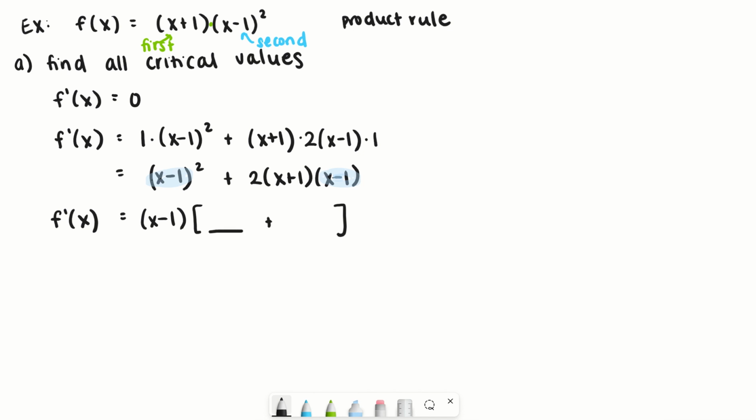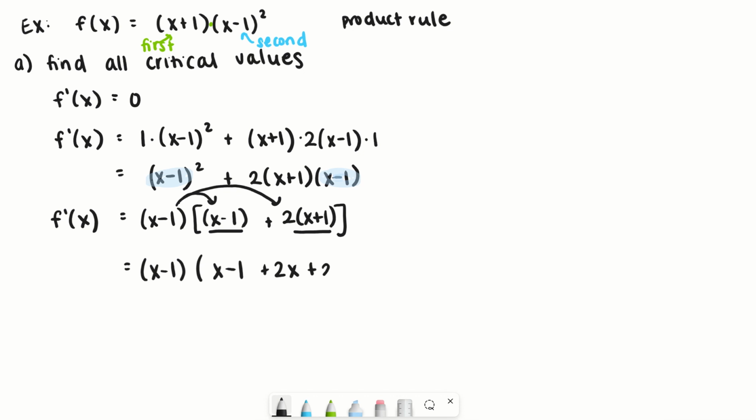Now I can leave 2 blanks there. So x minus 1 times something gives me x minus 1 squared, so I'll put an x minus 1 right here. And then x minus 1 times something gives me 2 times x plus 1 times x minus 1, so that will be 2x plus 1. Now I can just go ahead and use the distributive property inside, so I get 2x plus 2, and then I can combine like terms. So 2x plus x gives me 3x, and negative 1 plus 2 gives me positive 1.